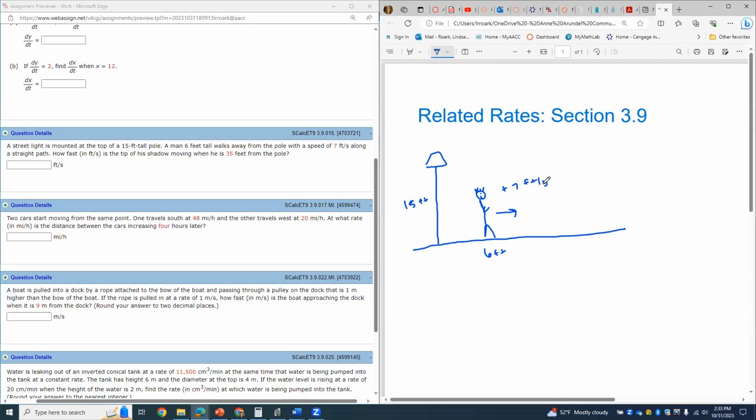I'm just getting everything down, and then I'm going to come back and try to make sense of it all. They want to know how fast the tip of his shadow is moving. The street light is shining down on this gentleman, and somewhere there's got to be a shadow. They want to know how fast the tip of this shadow is moving when he is 35 feet from the pole.